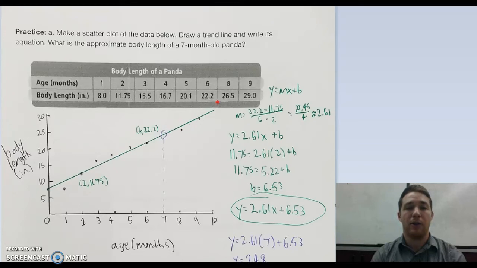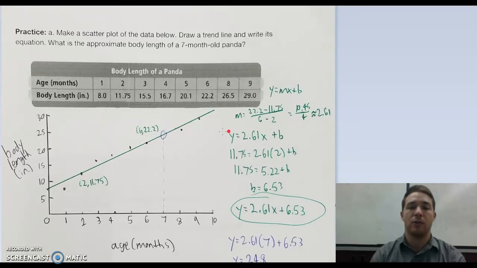And if you're then trying to make an equation for that line, what we have to remember is that your line equation is going to be y equals mx plus b. And in order to find that, it helps, I think, to estimate using a couple points. So I chose a couple points that looked like they were pretty close to my trend line. So I had a point at 2 months that was 11.75 inches, and at 6 months that panda is 22.2 inches. Those are the closest points to my line.